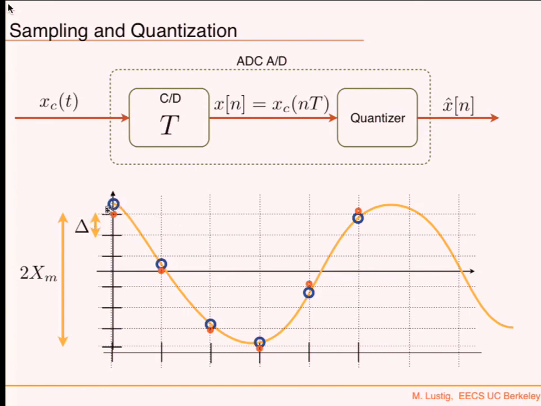So instead of actually storing this value, I'm going to be storing this value. And instead of storing this value, I'm going to store this value. Instead of this one, I'm going to store this one, and so on and so forth. Okay? So I'm storing something that has an error. All right? This is not perfect now.